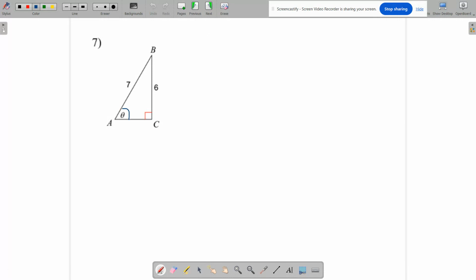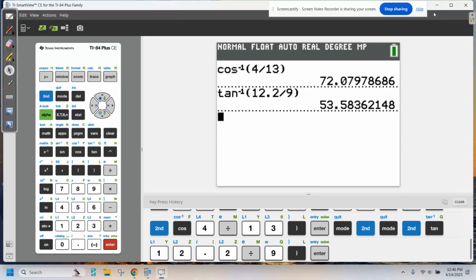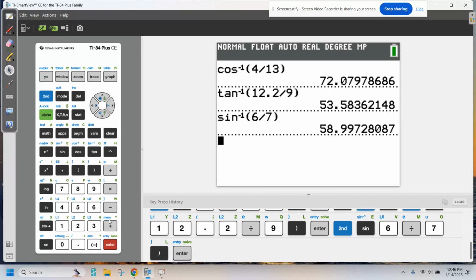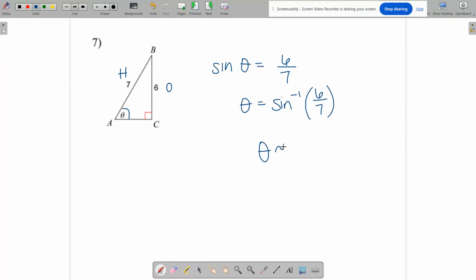Number 7, if this is where theta is located, over here this would be the opposite. And then across from the right angle, this would be our hypotenuse. So opposite and hypotenuse means we're going to use sine. So the sine of theta equals 6 over 7, which means to isolate theta, you would be taking the inverse sine of 6/7. So the inverse sine of 6/7 on our calculator, and we get 58.99. So if we rounded that 9 up, this is going to go to 59.0 degrees. So theta is about 59.0 degrees.